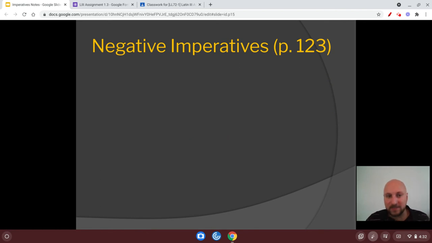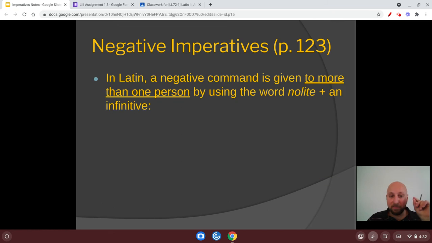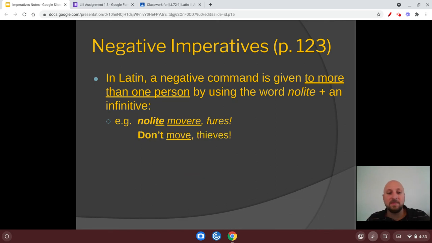And you could probably guess what's next. A negative imperative in the plural is going to be kind of the same thing we did with the positive, except it's not just noli, it's nolite. No different from changing porta to portate, salve to salvete. Now noli is don't for one person, nolite is don't for more than one person. So now, if you have multiple thieves in your house, you'd say nolite movere, fures, and that means don't move, thieves, more than one. If it were just one thief, like in the last slide, it would be noli movere. But with multiple thieves, you'd have to say nolite, just like portate, just like salvete, just like valete.